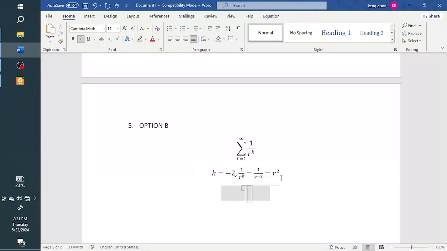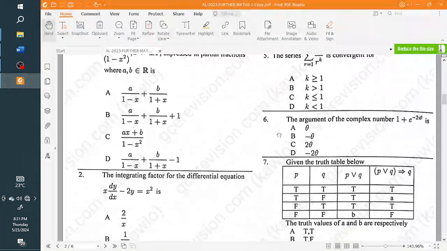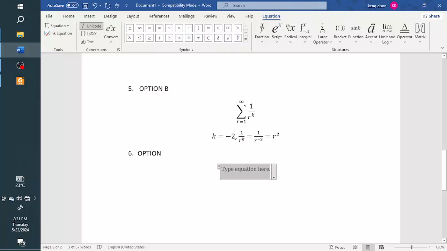Question 6, option what? Let's get to the question. The argument of a complex number 1 plus e to the -2i theta is, so my complex number is 1 plus e raised to the power -2i theta.